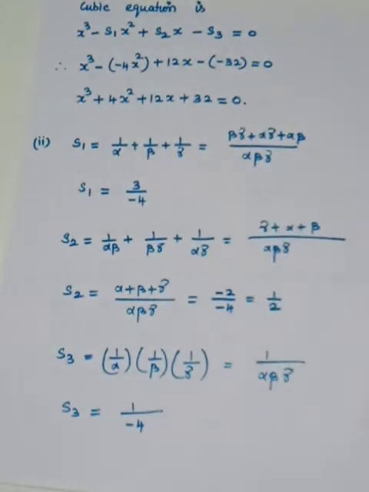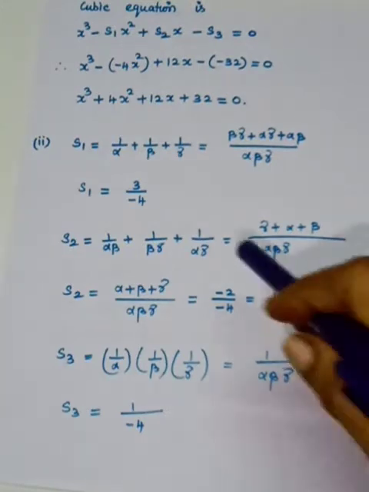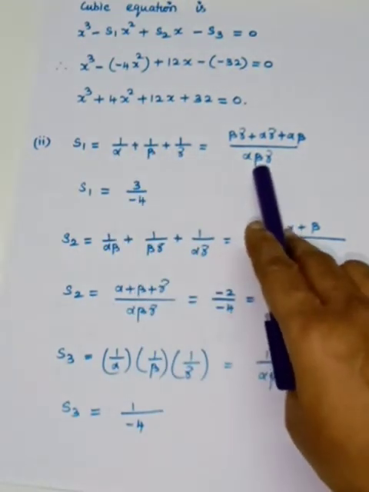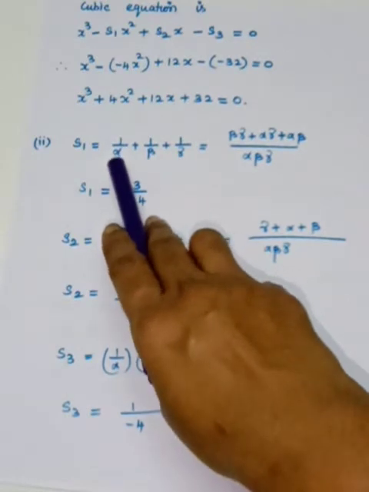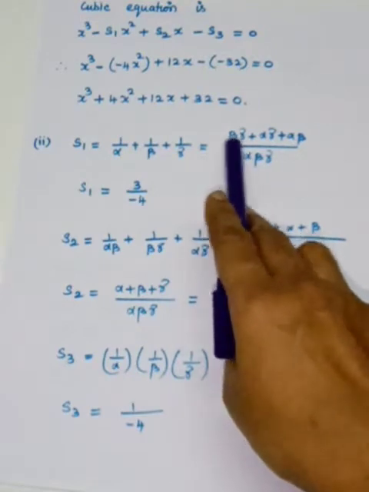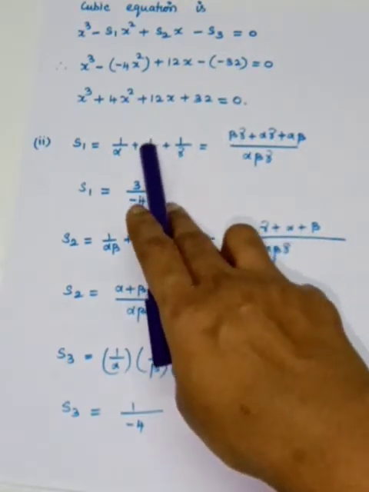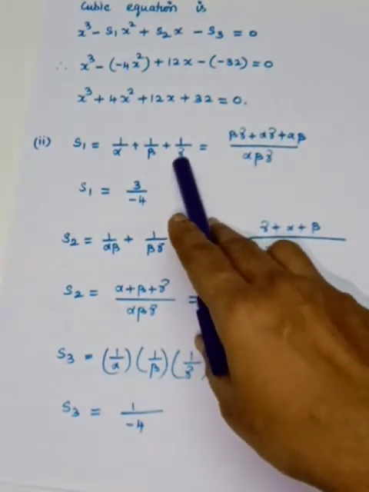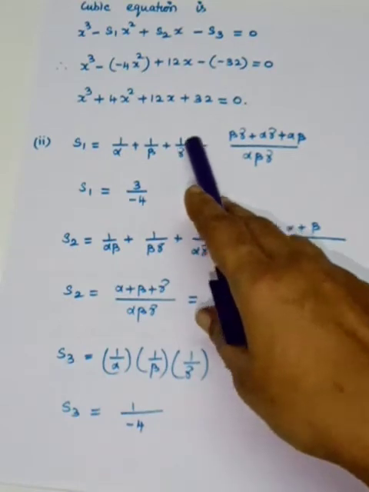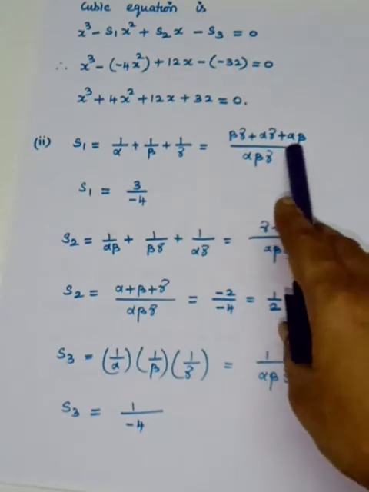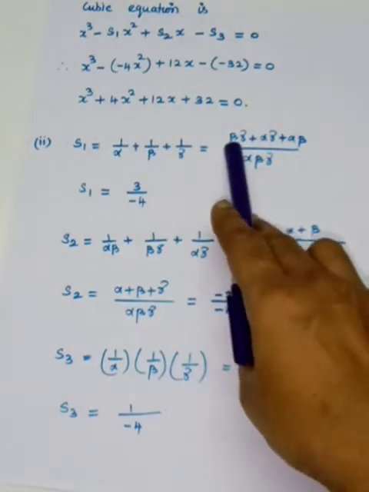In the second subdivision, the roots are given as 1 by alpha, 1 by beta, 1 by gamma. So first you have to add. Okay, so you have to take the LCM, alpha, beta, gamma. Here you are having alpha alone, so the numerator has to be multiplied by beta, gamma. Here beta is there. If you take the LCM, you have to multiply with alpha, gamma. Plus here you are having gamma, so the numerator has to be multiplied by alpha, beta. So what is in the numerator? Alpha, beta plus alpha, gamma plus beta, gamma.